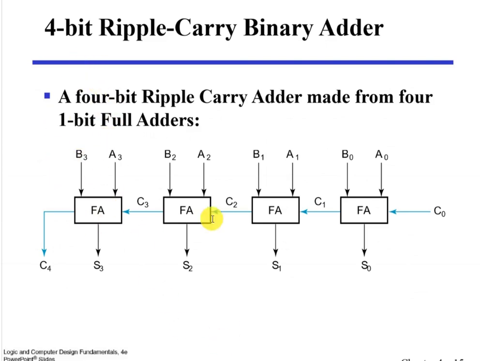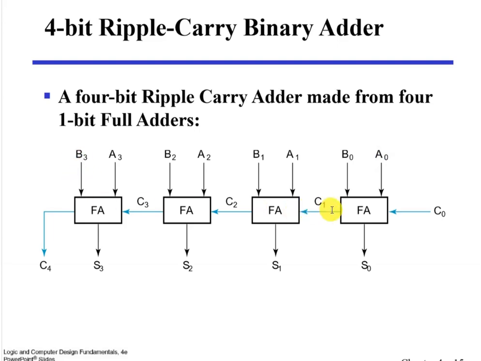Here, this figure shows the interconnection of 4 full adder blocks to form a 4-bit ripple carry binary adder. We can see that the augend bits of A and the addend bits of B are designated by subscripts in increasing order from right to left, with subscript 0 denoting the least significant bit, and in this case subscript 3 denoting the most significant bit.